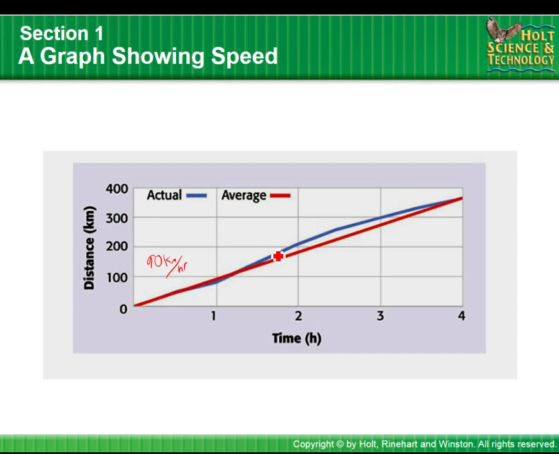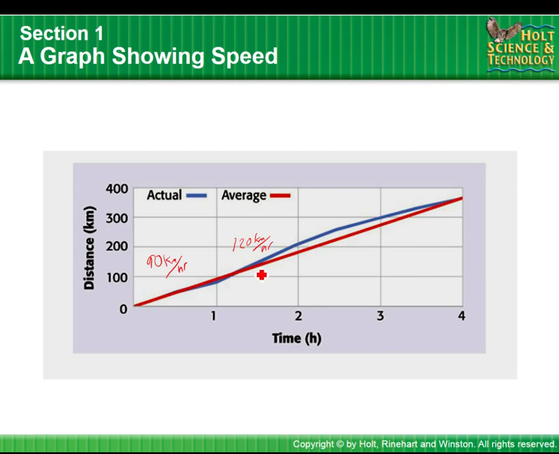Okay, so now we're looking at the blue one again. It went from about 90 kilometers up to about, let's say, 210. Okay, so 90 and 210, so that's 120 kilometers in the second hour. So that went 120 kilometers per hour in the second hour.